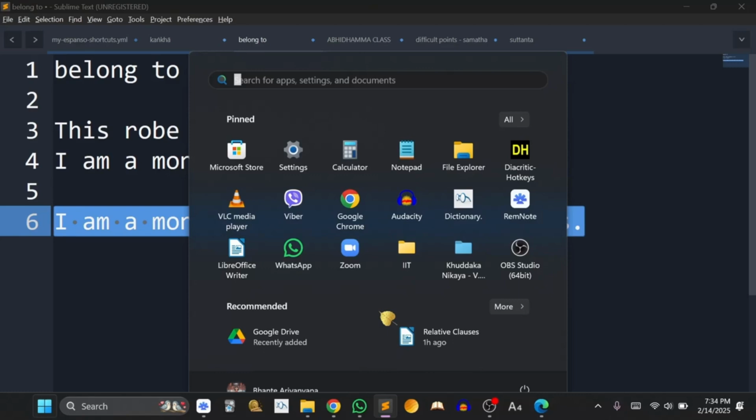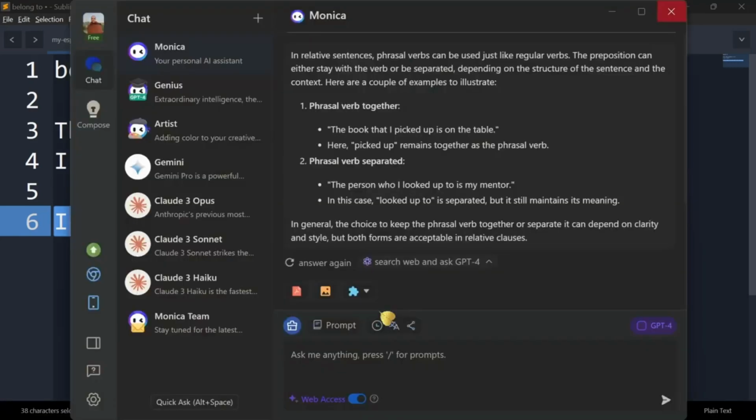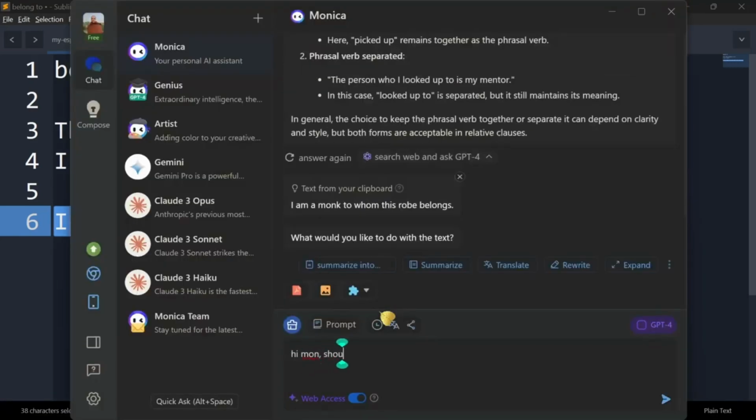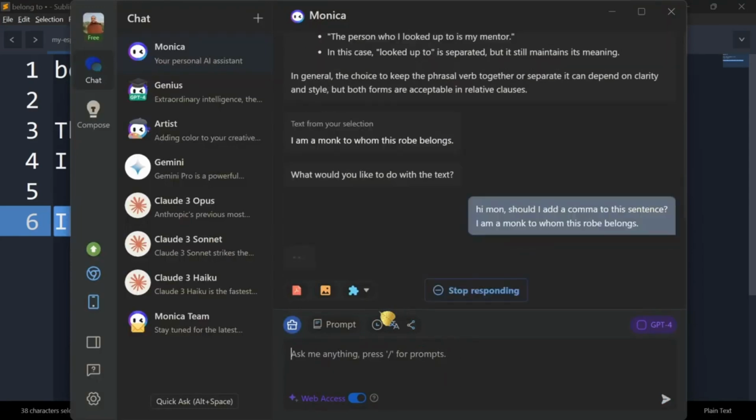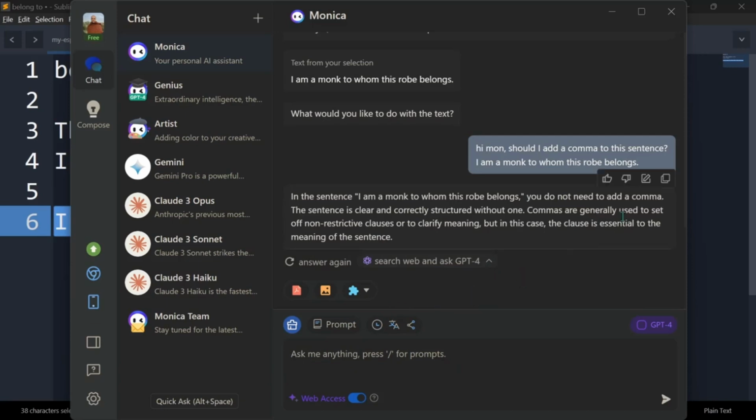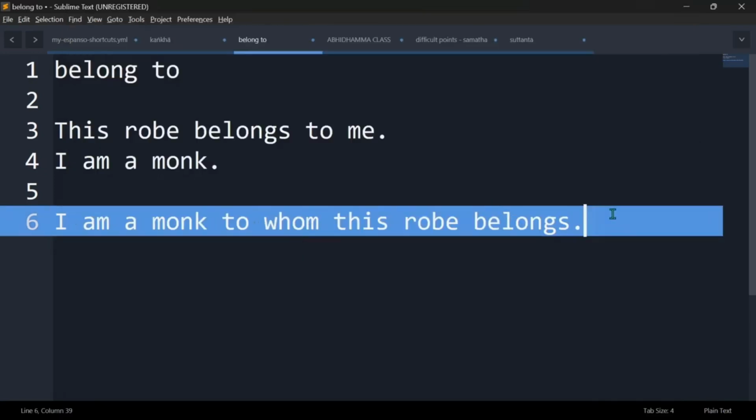Okay, let's ask Connor if you want. Hi, Mon. Should I add a comma to the sentence? You do not need to add a comma. It's clear and correctly structured; commas are for non-restrictive clauses, or to clarify meaning. The clause is essential to the meaning. I am a monk to whom this robe belongs. Yeah, it's essential. I feel like that, but it's a little different from the other cases we've seen.